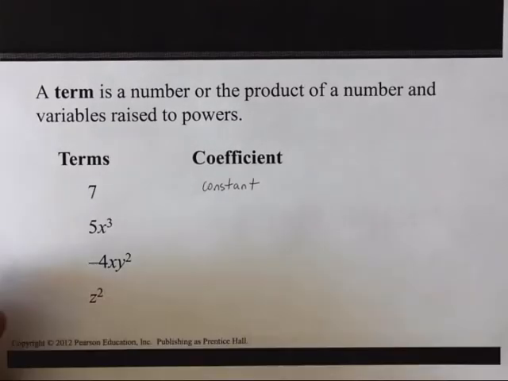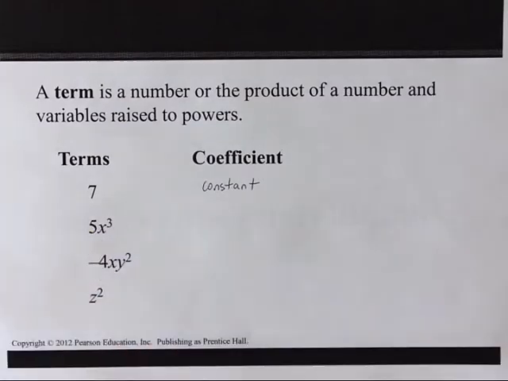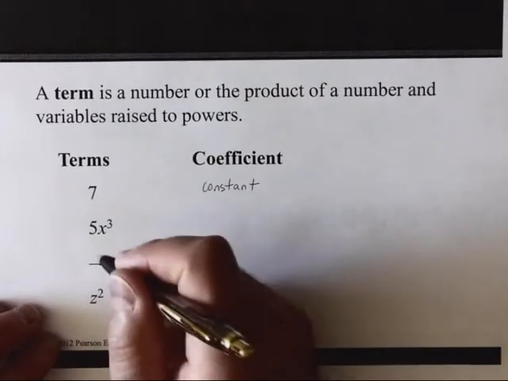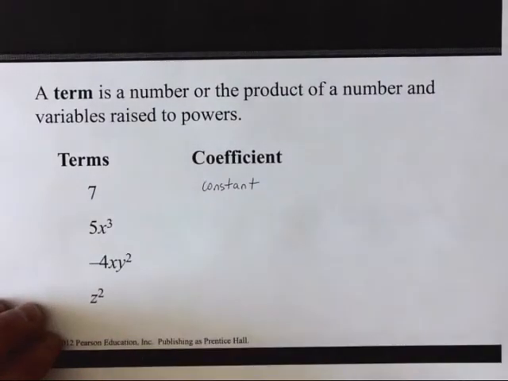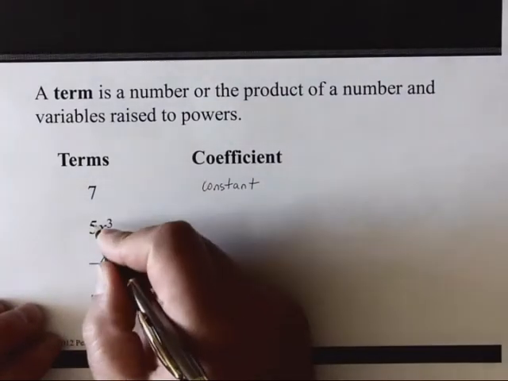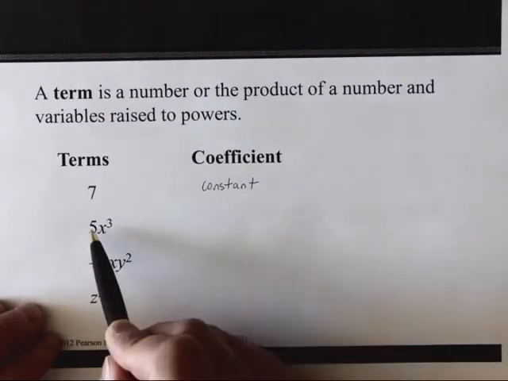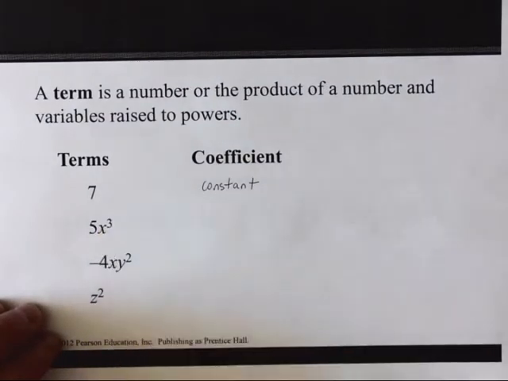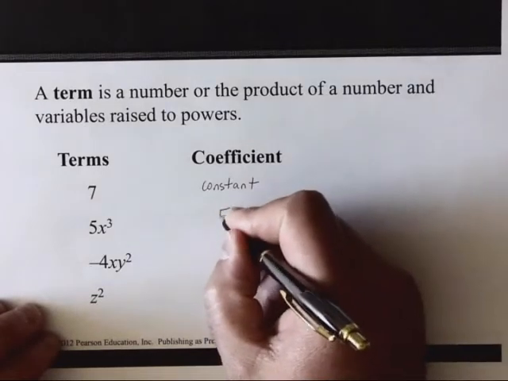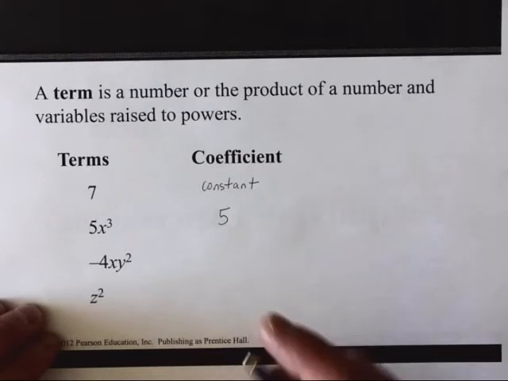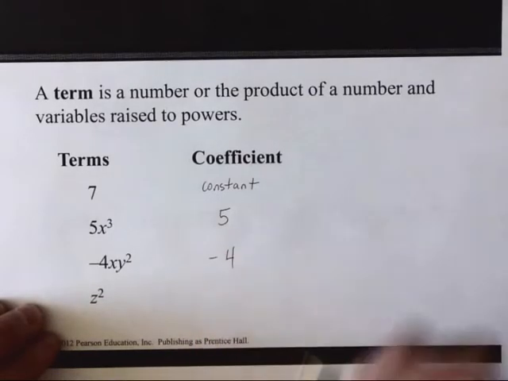Okay. Let's look at the second term, 5x to the third. Okay. A coefficient is the number that's right in front of the variable. So it is the numerical factor of the term, so it's the number that's multiplied times the variable. So in this case, this coefficient would be 5. Negative 4xy squared. That term has a coefficient of negative 4.